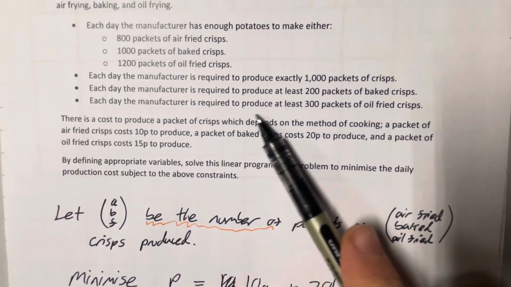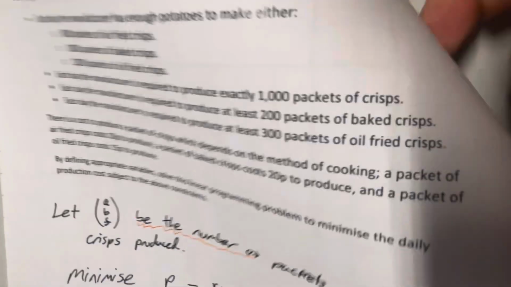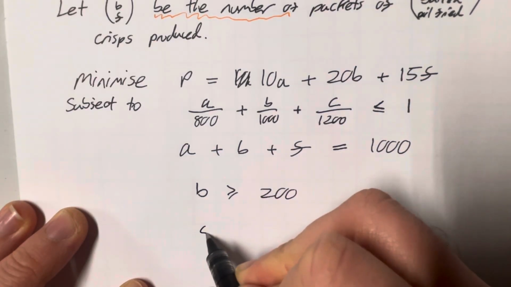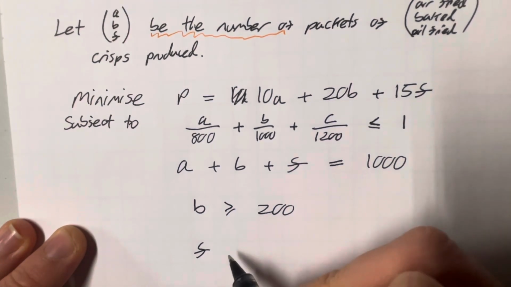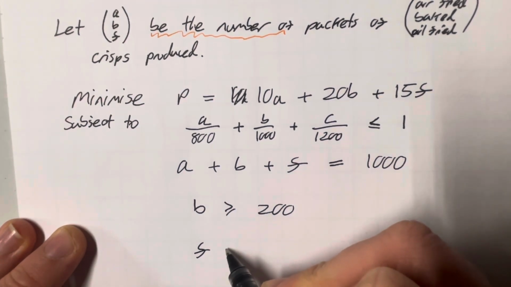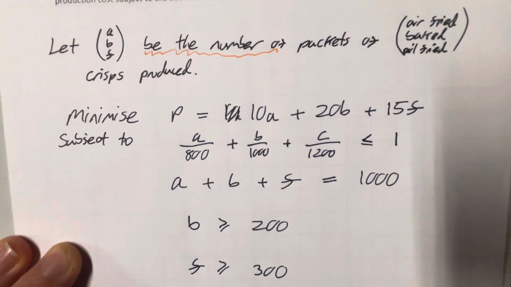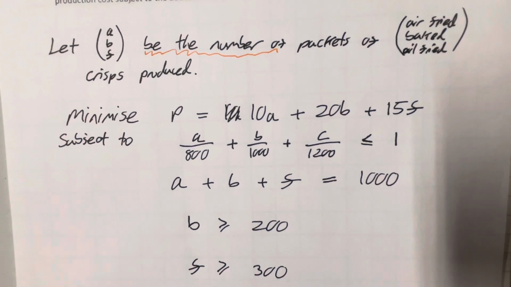Each day the manufacturer is required to produce at least 300 packets of oil-fried crisps. And again, look at my definitions. F is my definition of packets of oil-fried crisps produced, and that must be greater than or equal to 300. Right, so those are my 4 constraints, 1, 2, 3, 4. Each comes from a bullet point, and then I've got my objective function as well. Okay, so that is the linear program.